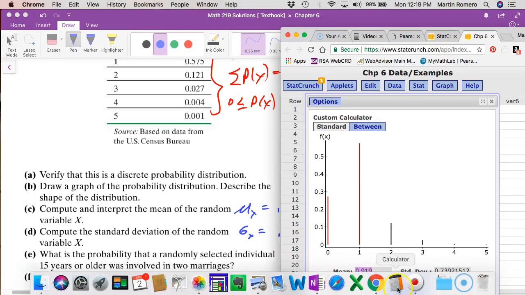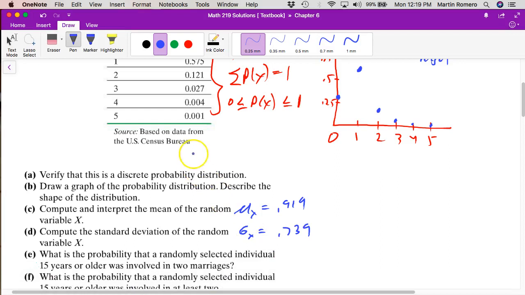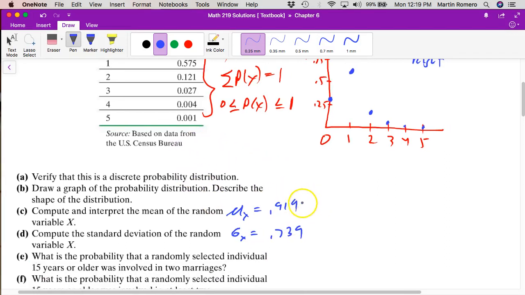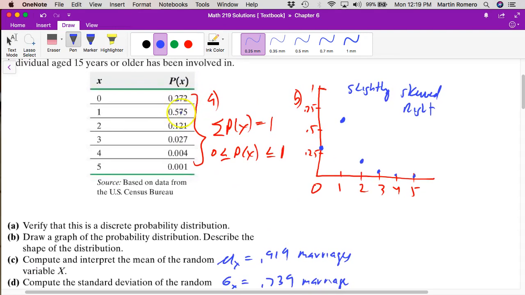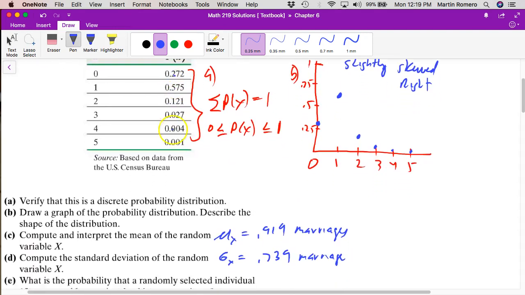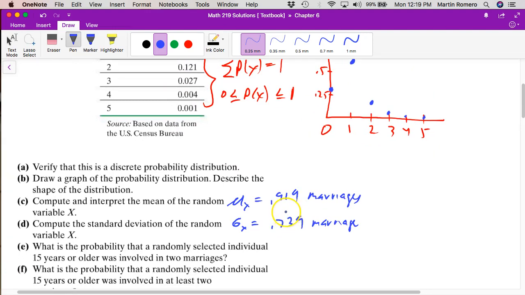Our actual values in this case are the number of marriages. So on average, we expect people to have less than one marriage. You can see the data is mostly going to be 1, but it gets pulled towards the 0 a little bit, so it's less than 1 average marriages.